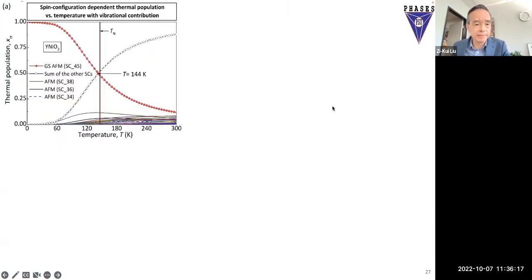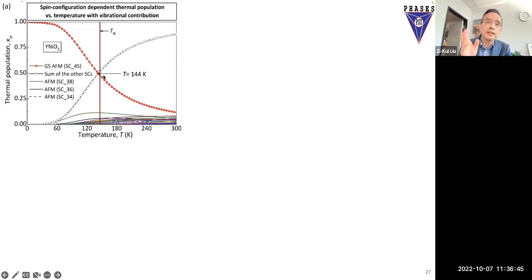Now you do this again, this is a comparison. The population probability is 100% antiferromagnetic state, that's the ground state. Then the population decreases and reaches 50%, I take 50%. So the crossing of 50% is 144 Kelvin. The experiment, I'm going to show in the next slide, is 145 Kelvin. Again, there are no fitting parameters here.